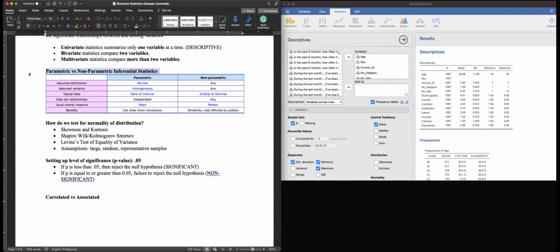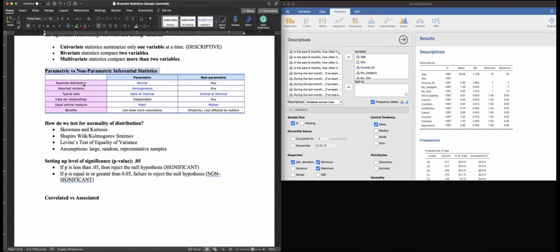And then let's review. In our statistics class, we discussed how we identify whether or not we're going to use parametric tests or non-parametric tests. And really, the most important thing here is that parametric tests must assume a normal distribution or a bell curve. And how do we test for normality of distribution? So usually, we test for skewness and kurtosis.